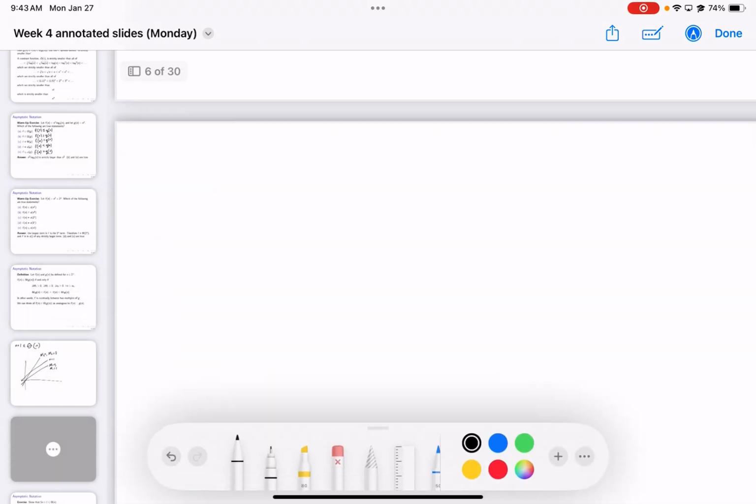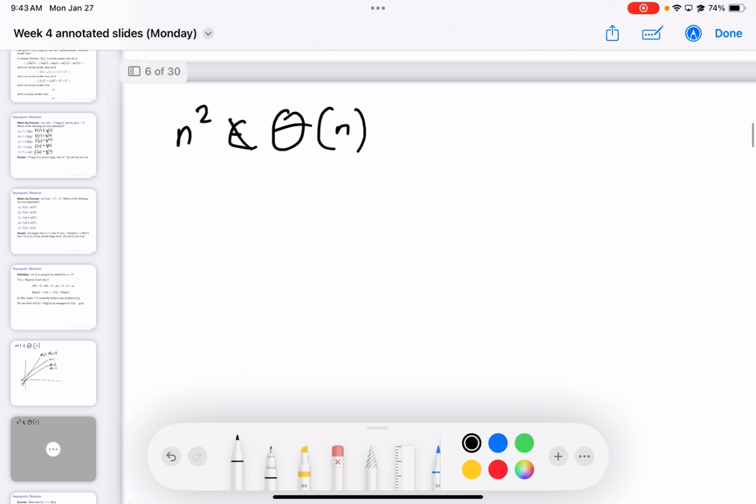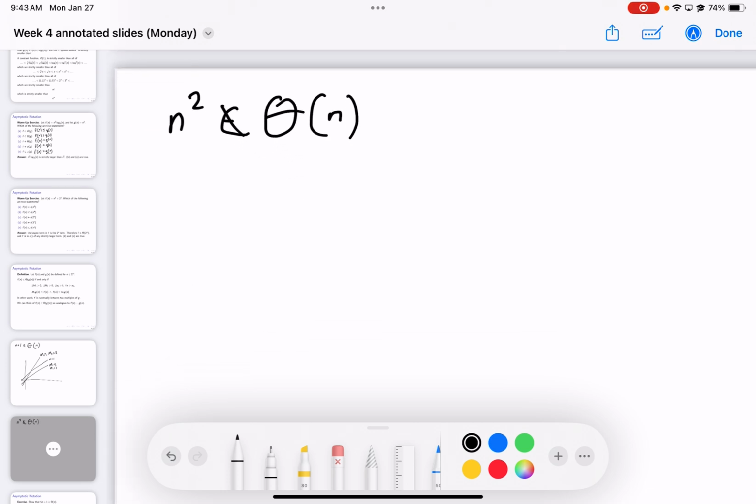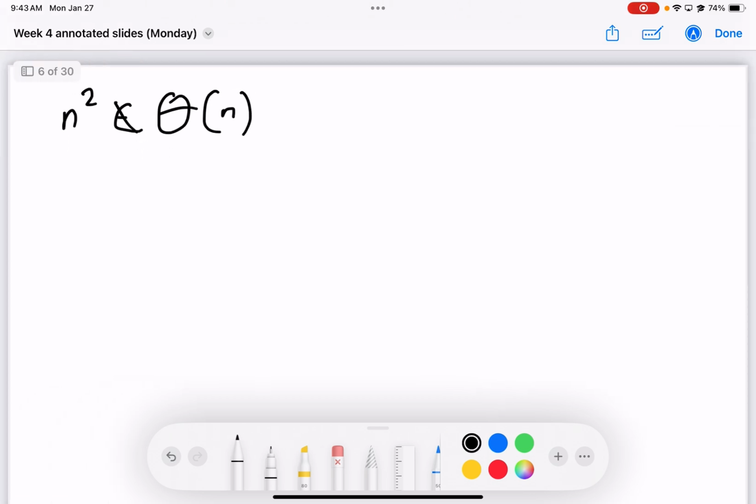And now I want to show off a pair of functions that aren't equal. n squared is not in big theta of n. This hopefully makes some sense already based on the hierarchy of functions. It said that n squared grows faster than n, so clearly it doesn't grow at the same rate. So let's semi-formalize this.